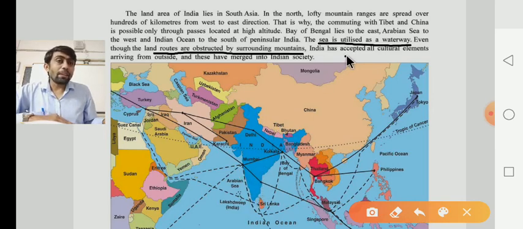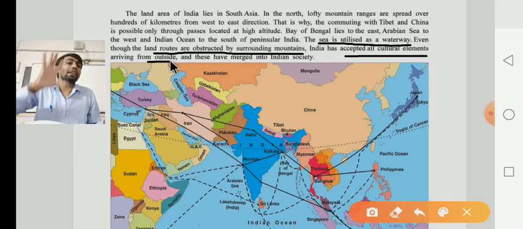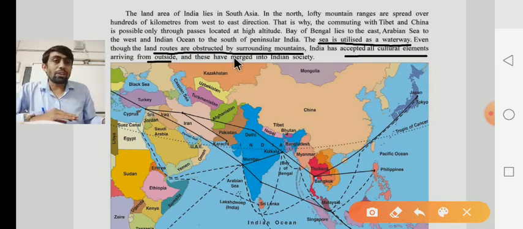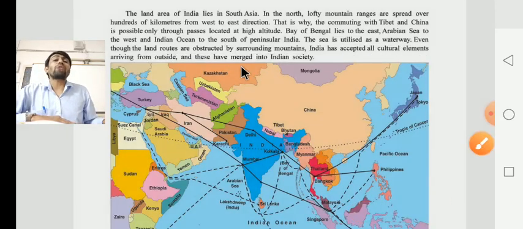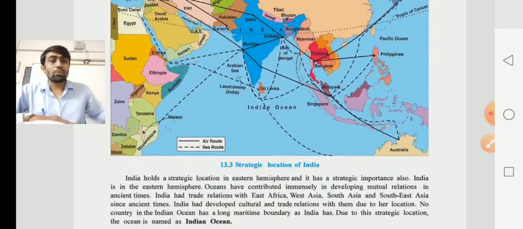India has accepted all the cultural elements arriving from outsiders. It means India was accepting the whole culture; the people who came from outside India are all living in India, and we all accept those people. They have merged into Indian society, and the people who came from outside India, as well as their culture, also merged into Indian society. In the same way, this is the strategic location of India, as we have already seen here.